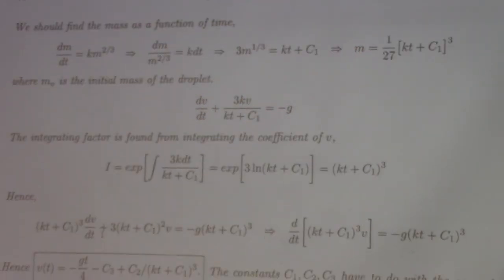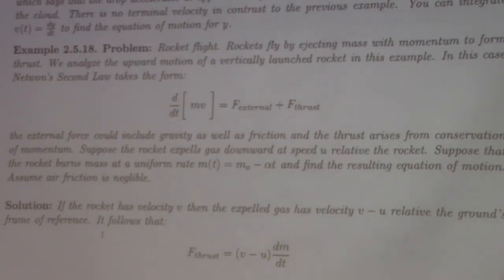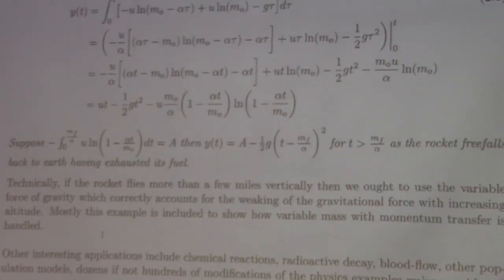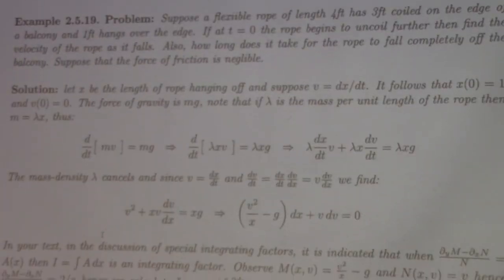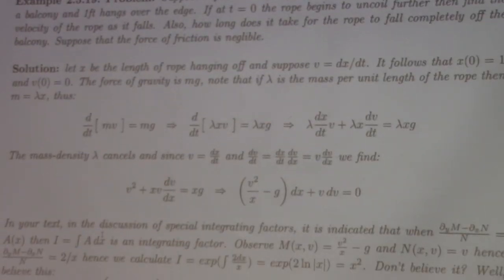And so here's a more complicated problem. At the end here, I have a rocket flight. I've got the hardest problem I have in this whole section, this one. A flexible rope of length 4 has 3 feet coiled on the edge of a balcony, and 1 foot hangs over the edge. At t equals 0, the rope begins to fall. All right? So how long does it take for the rope to fall completely off the balcony?